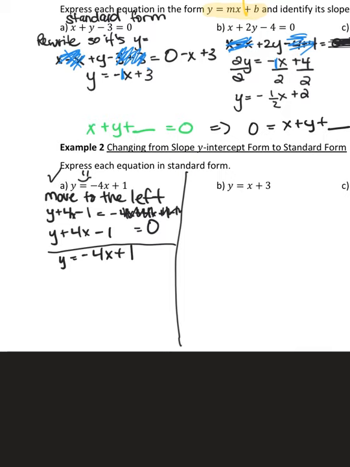Okay, so I'm going to move my y over, and I do that by subtracting it. Y minus y, that's going to go to 0. If I subtracted y from the left-hand side, I have to subtract it from the right-hand side. So now I have negative 4x plus 1 minus y.